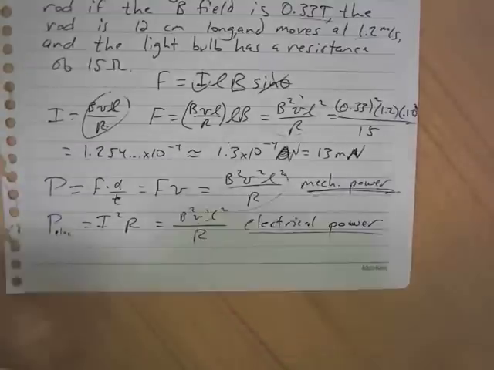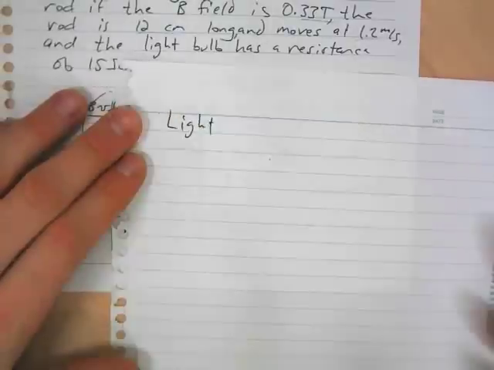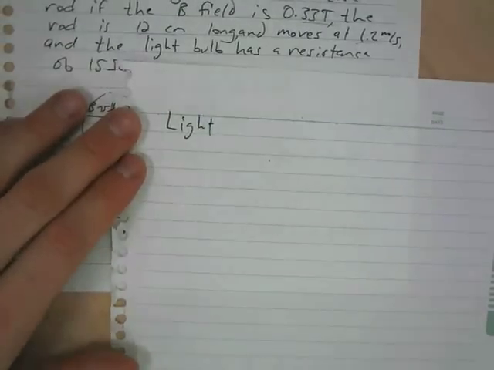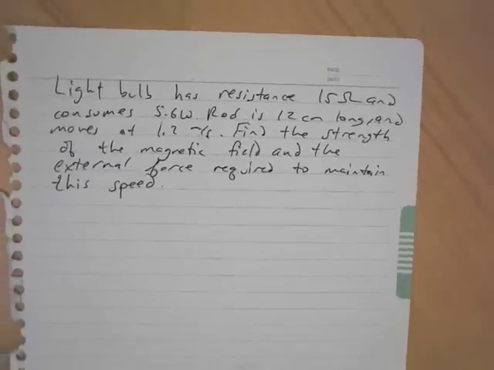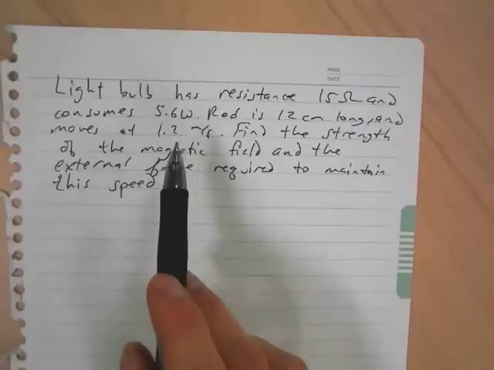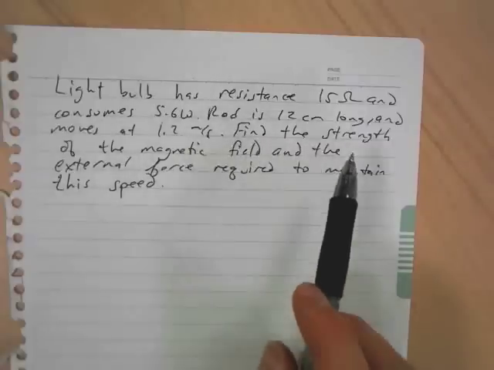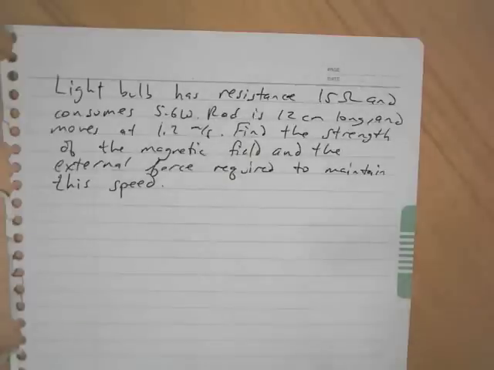So let's do a quick example. Let's say that the light bulb, let me pause and make another. So here's our problem. We have a light bulb that has resistance 15 ohms and it consumes 5.6 watts of power, 5.6 joules per second. The rod is 12 centimeters long and it moves at 1.2 meters per second. I want to find the strength of the magnetic field and the external force required to maintain this speed.